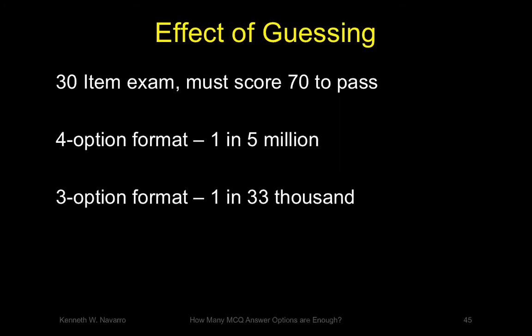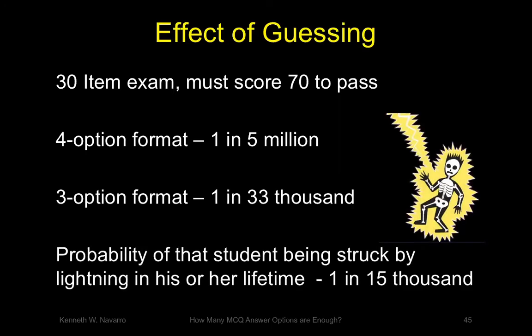And to put that in perspective, the probability of that student being struck by lightning in their lifetime is 1 in 15,000. So it's not likely that even with a 3-option format on a 30-item exam that a student is going to be able to guess themselves into a passing score. So when you look through the body of research on the effects of guessing, now I don't want to minimize it. There certainly is a guessing effect that comes into play.